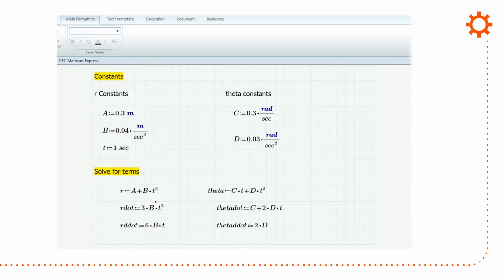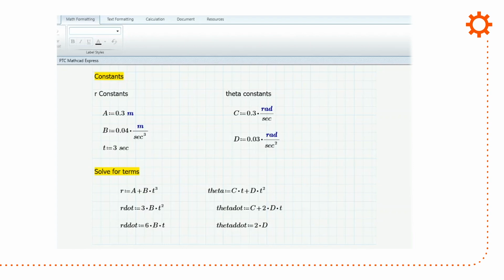I can do the calculation in my head. It's not hard to do the derivatives. A plus b t cubed, derivative r dot is 3b t squared, 6b t when I do r double dot. So I didn't calculate this using Mathcad. I did this by calculating directly. Same thing here. When I do theta, I've got c t plus d t squared, theta dot, which is c plus 2d t, and finally theta double dot, which is 2d. Again, I'm not calculating this out using Mathcad. I'm doing this in my head. It's clearly not a complex problem here.